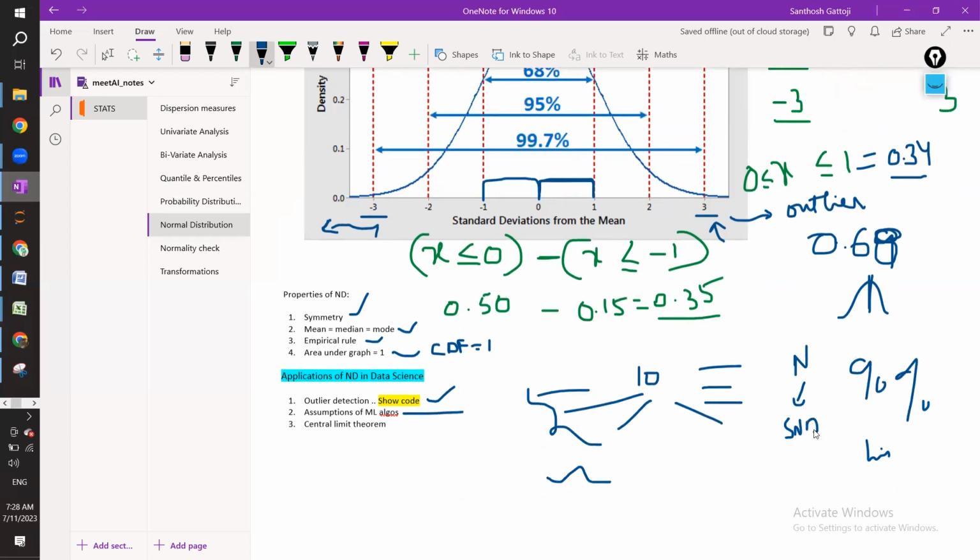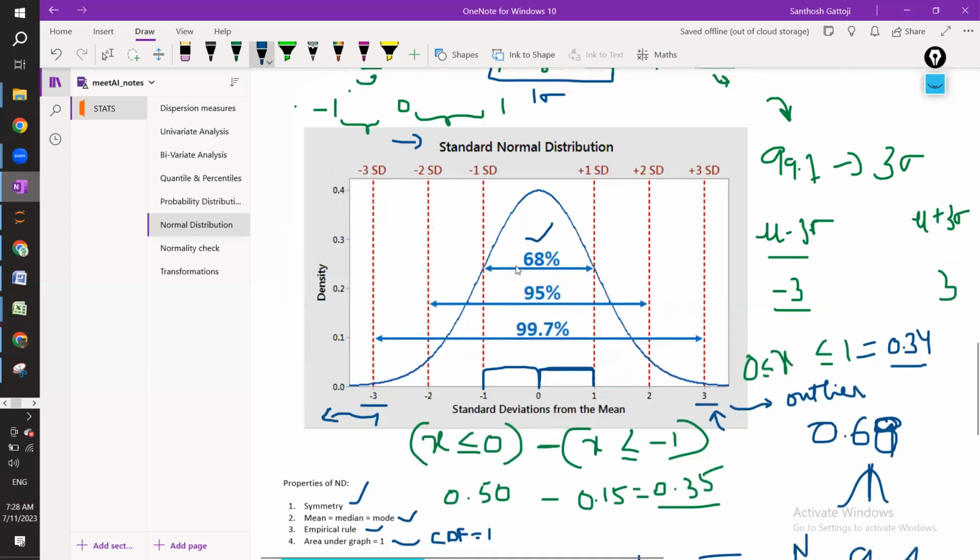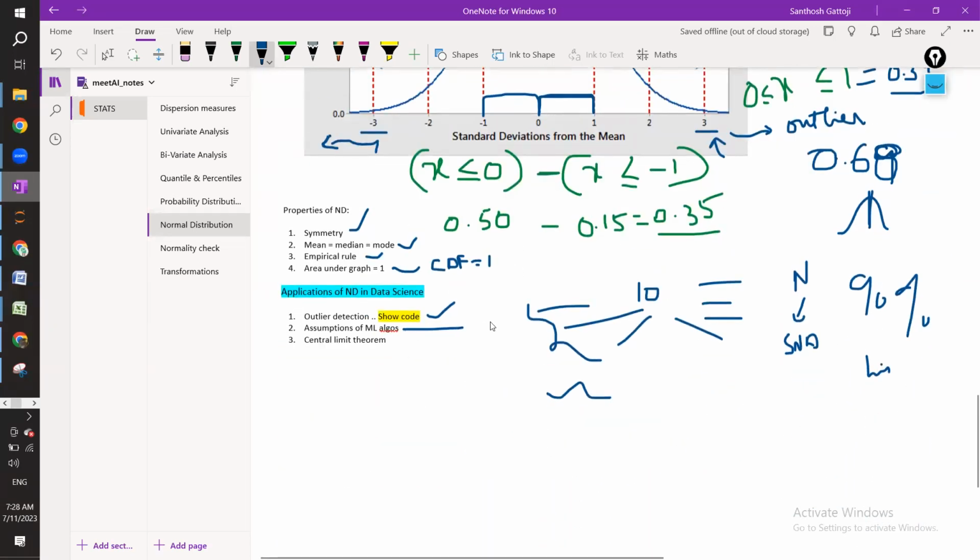Yesterday we have seen an example, right? So you can convert into standard normal distribution using the z-score. Once you convert it, you know the complete history of that. You can do whatever you want to do. Fine, so that's one point.